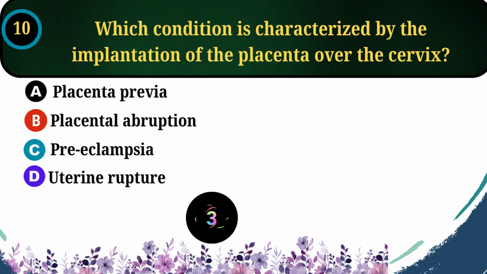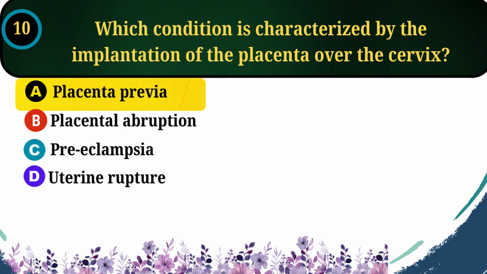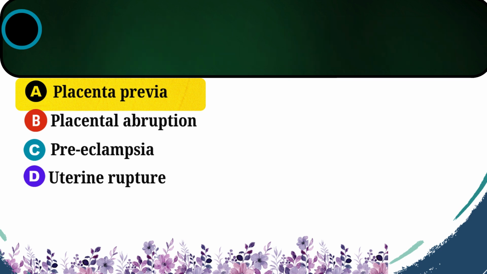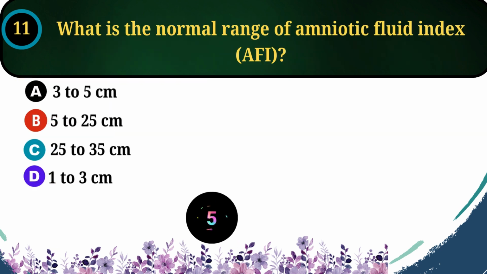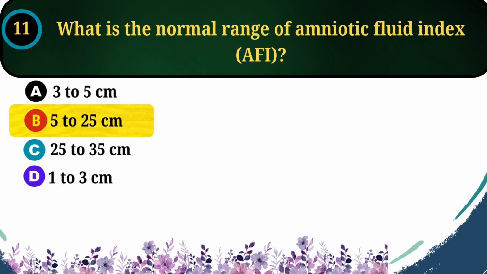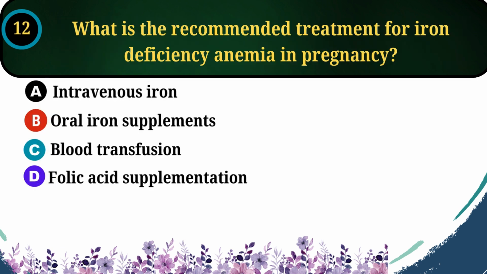10. Which condition is characterized by the implantation of the placenta over the cervix? Placenta previa. 11. What is the normal range of amniotic fluid index? 5 to 25 centimeters. 12. What is the recommended treatment for iron deficiency anemia in pregnancy? Oral iron supplements.